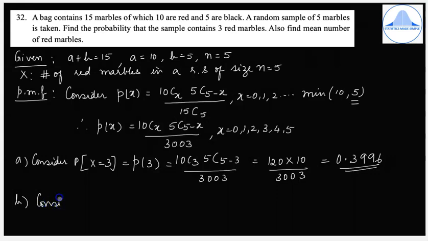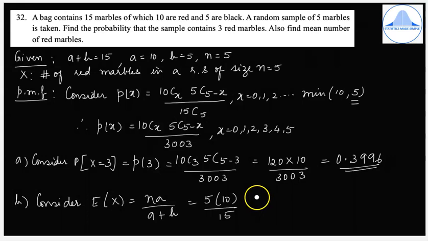Second question is also find the mean number of red marbles. That means you have to find out expectation of X. So the formula for expectation of X is nA divided by A plus B. So it is 5 into 10 divided by 15, which is 3.3333.